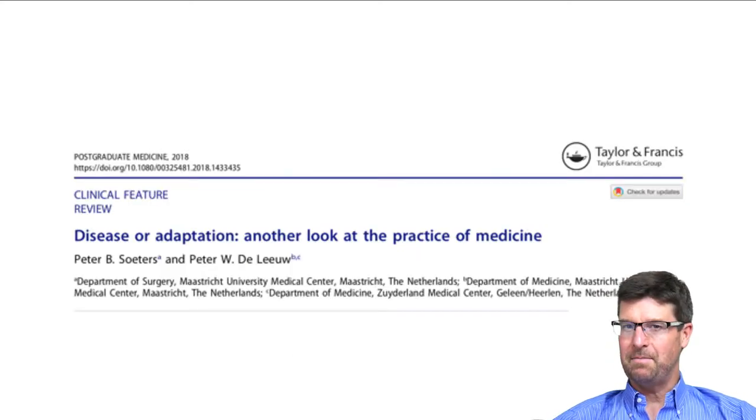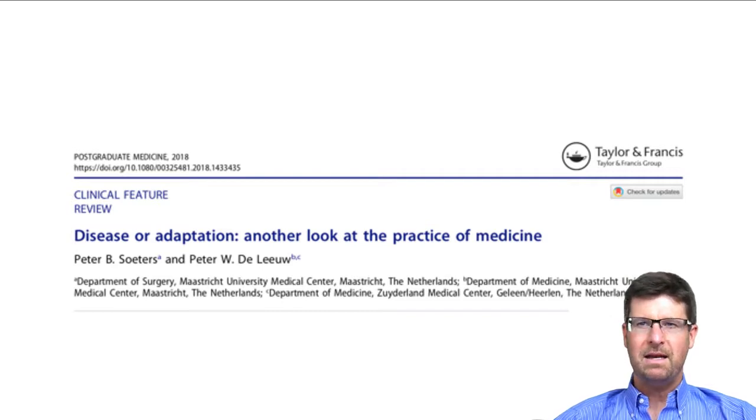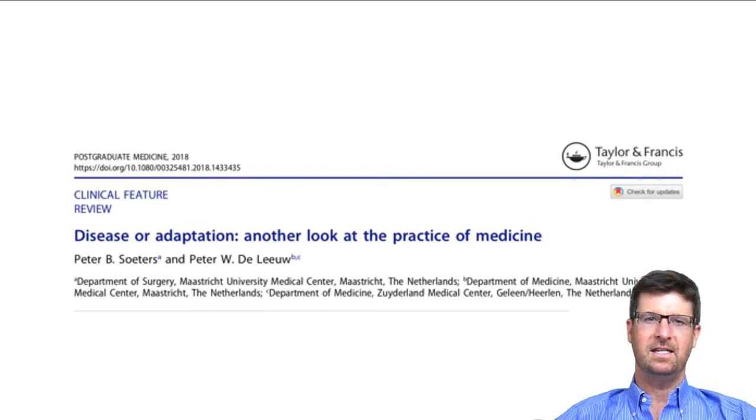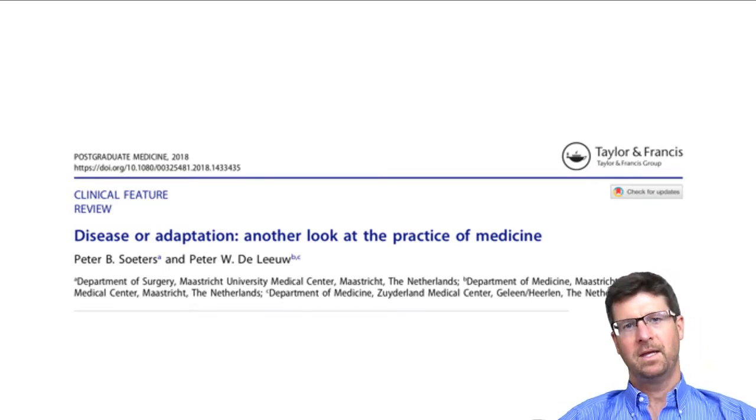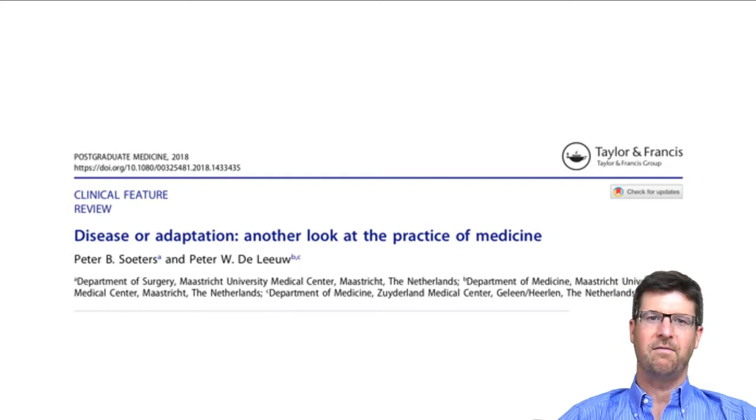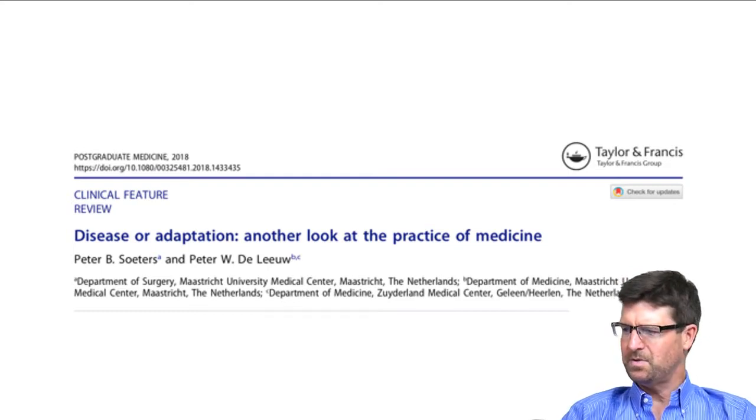So the first concept, though, that what we might see as doctors, and again, we'll use fever as the best example here, might not actually be a disease in and of itself. Sometimes what we're seeing in our patients is actually an adaptation that helps the body overcome both an environmental or an infectious challenge. And so this was written up recently.